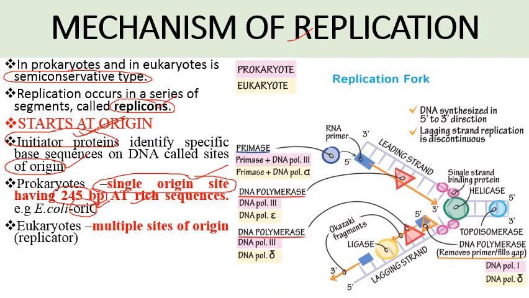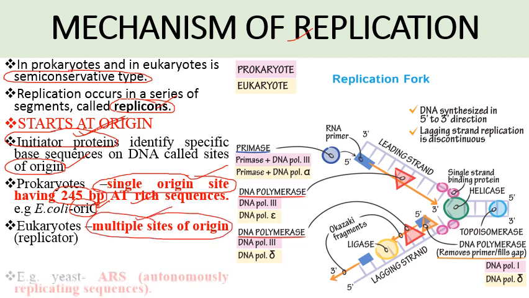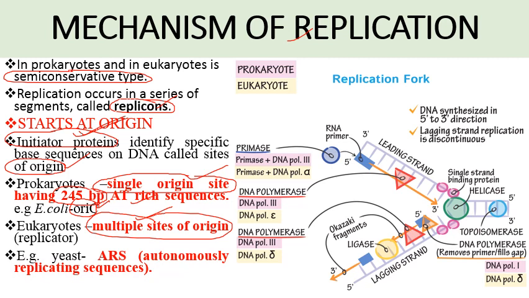While in case of eukaryotes, there are multiple sites of origin. For example, in case of yeast, there is ARS, that is autonomously replicating sequences. So these are some features of starting at origin of replication in prokaryotes as well as eukaryotes.